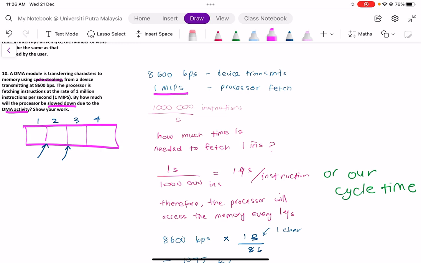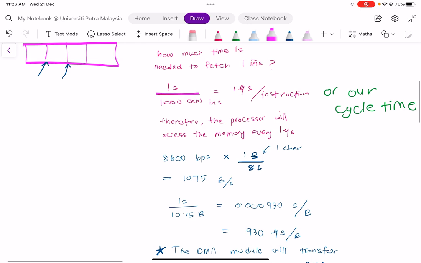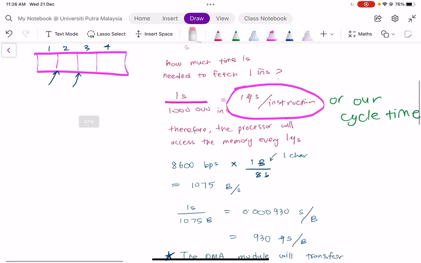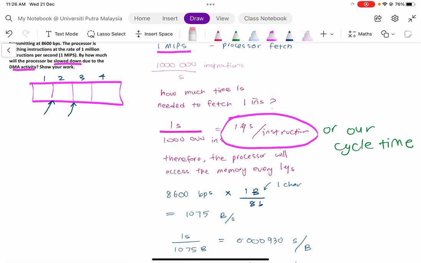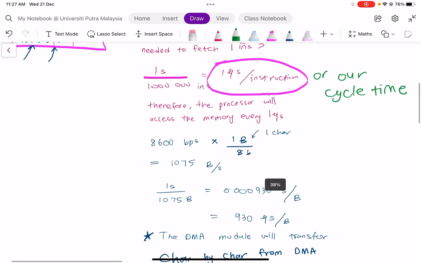So what I do is I would divide 1 second by 1 million instructions to get the time for one instruction. So this is what I got. The answer is 1 microsecond per instruction. Now this will be our cycle time, because each cycle time is used to fetch and execute one instruction. So therefore, the processor will access the memory every 1 microsecond.